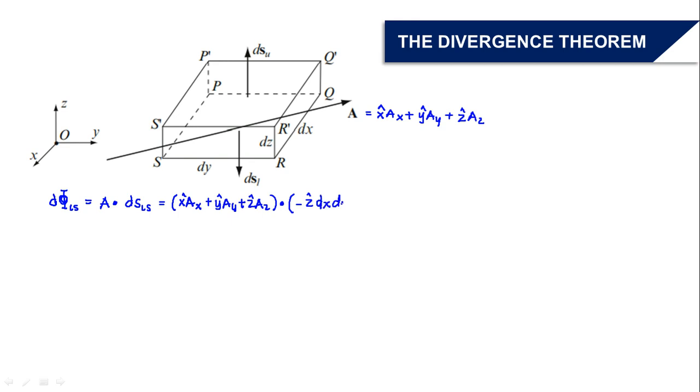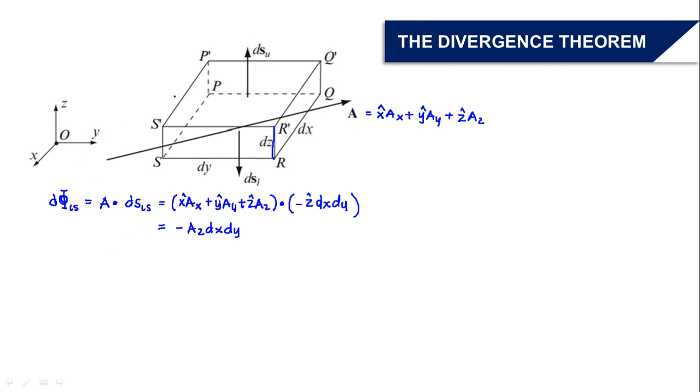dx dy. No? Dahil yan ay going to the z direction, okay, z direction, then pababa, so negative, and yung kanyang surface is bounded by dx and dy. So now, we now have negative a sub z dx dy. Okay, so tatandaan natin yan mamaya.